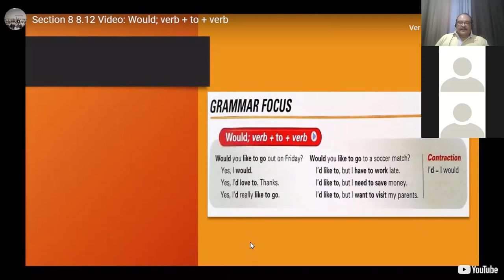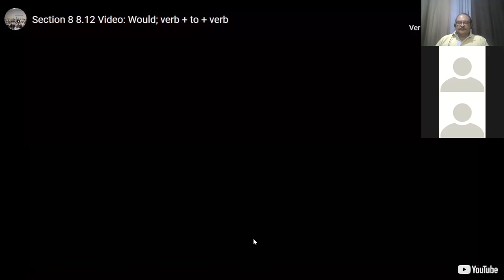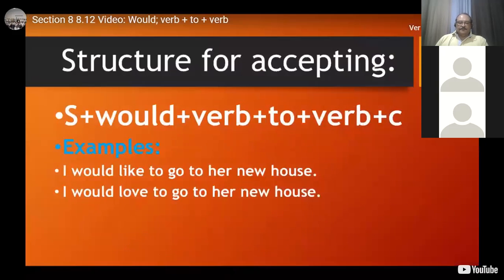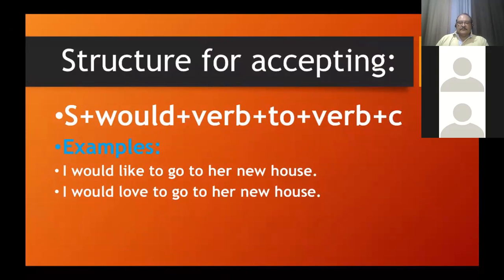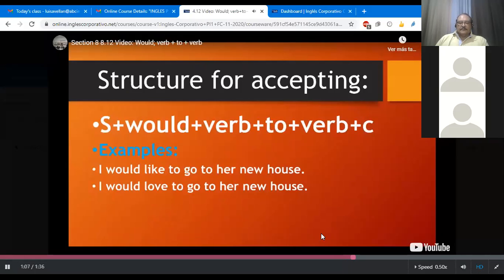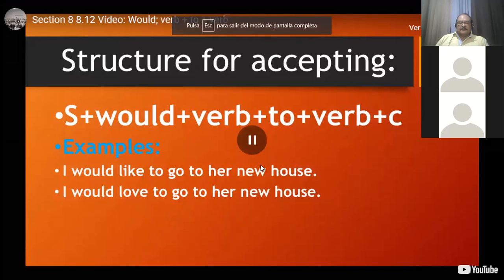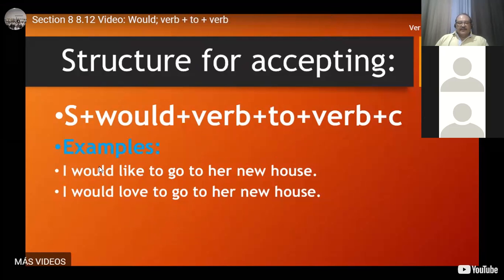Contraction: I'd equals I would. In order to accept an invitation, we need to follow the structure: subject plus would plus verb plus to plus verb plus complement. Examples: I would like to go to her new house.